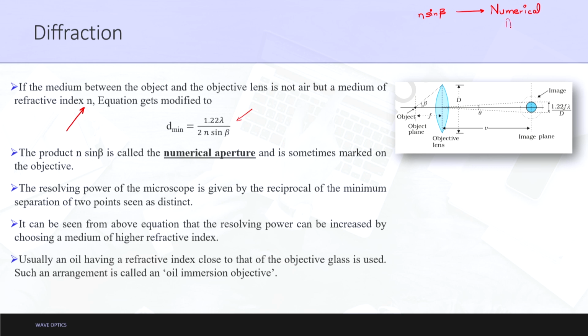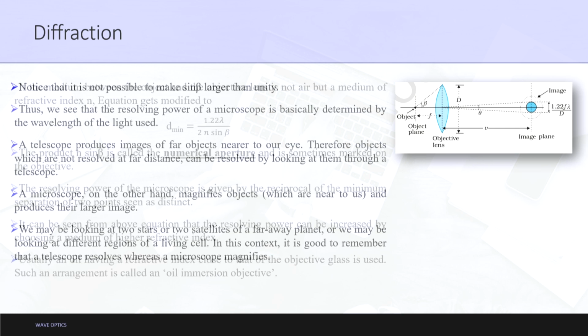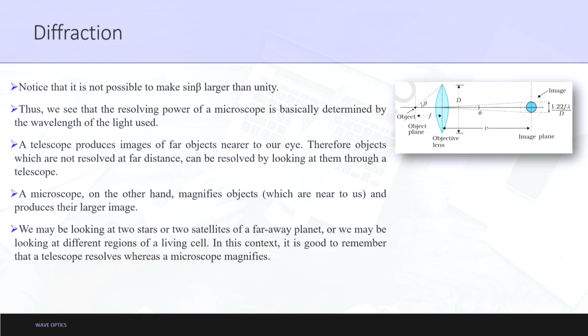So it is numerical aperture. Okay. So the product n sin beta is called numerical aperture and is sometimes marked on the objective. So these things were done, I guess, in the last lecture only. The resolving power of the microscope is given by the reciprocal. So this concept was also done. So let me just move on to the next discussion, because these are all done. Okay. So now let's move on to today's discussion.